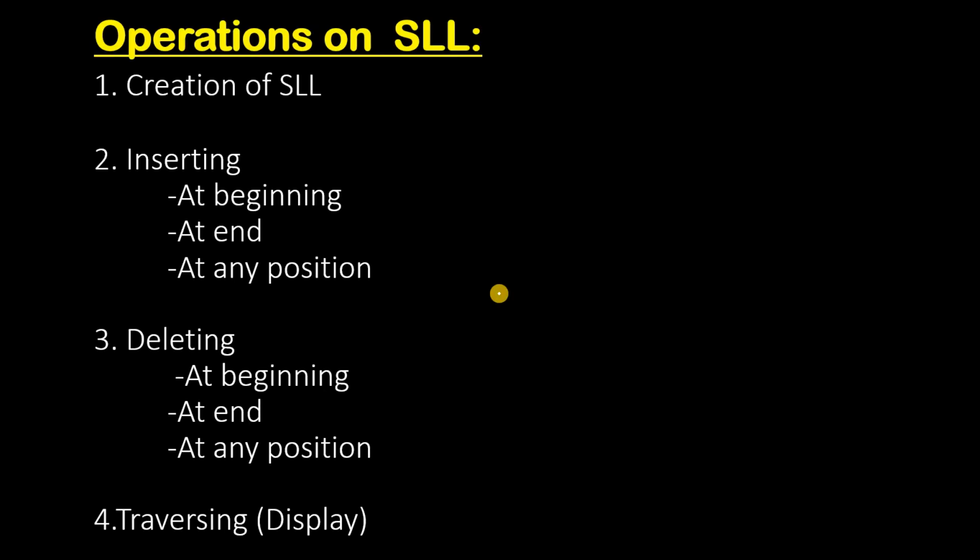Now look at the operations that can be performed on the singly linked list. First one is creation of the singly linked list. Second one is inserting an element. There are three possibilities. At beginning you can add an element, at end you can do that, or at any desired position. And the third operation is deleting. Again we have three possibilities, and the fourth one is traversing. That is nothing but displaying all the elements in the singly linked list. Let's look at all these operations one by one in detail.